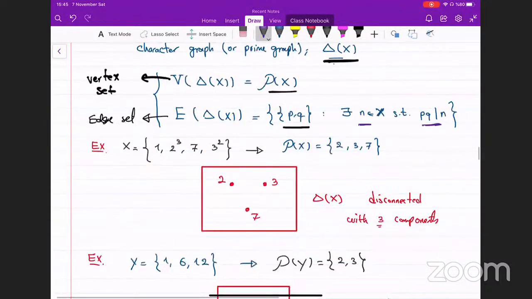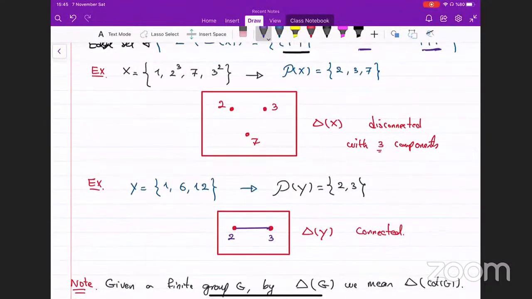Let's see some examples to understand this better. So I started working with this set: 1, 2 cubed, 7, and 9. First, let's write rho of X, because this gives me the vertices of this graph. So prime divisor, forget 1, prime divisor of 8 is 2, prime divisor of 7 is 7, and prime divisor of 9 is 3. So you have 2, 3, and 7 as vertices.